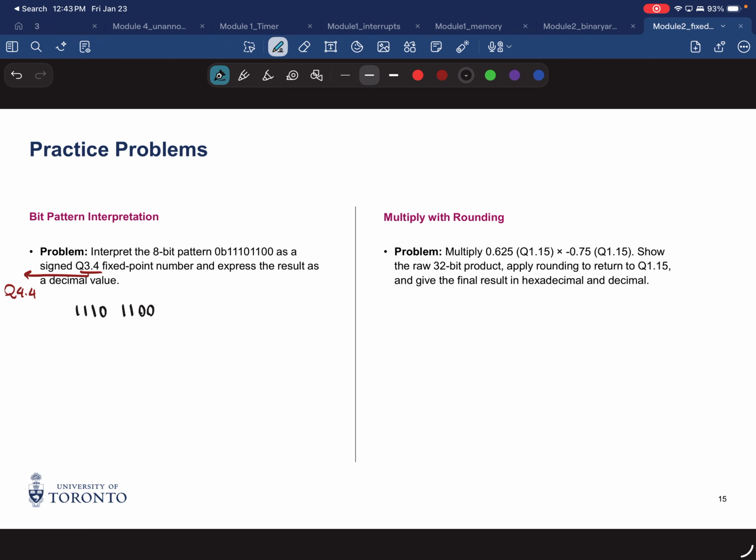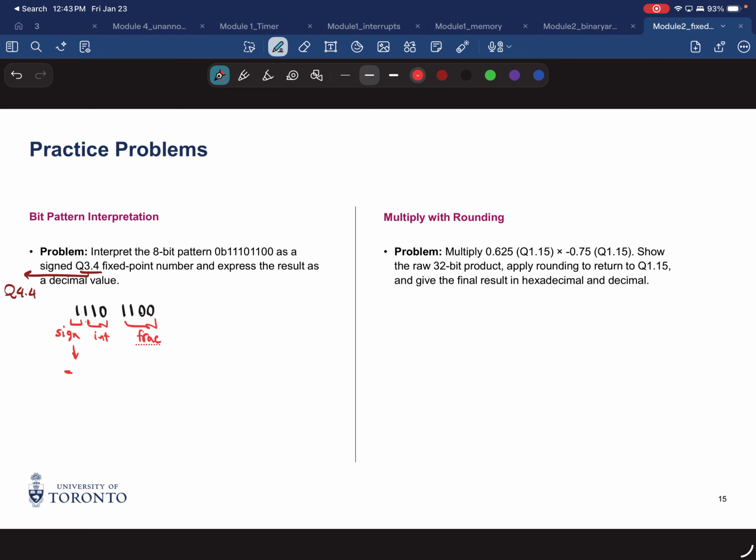What is the sign? First, this is our sign, and it is negative. Then how many integer bits do I have? 3, yes. This is my integer bits, and the rest is our fractional bits, right?